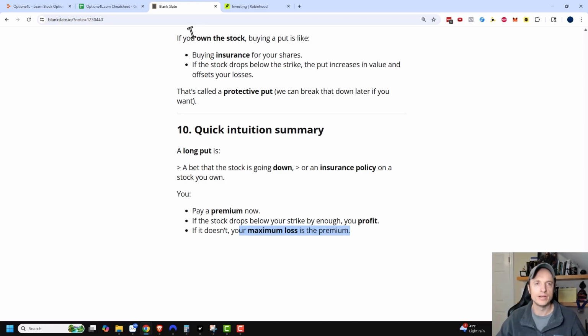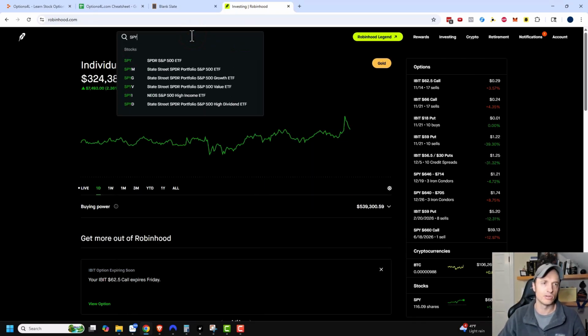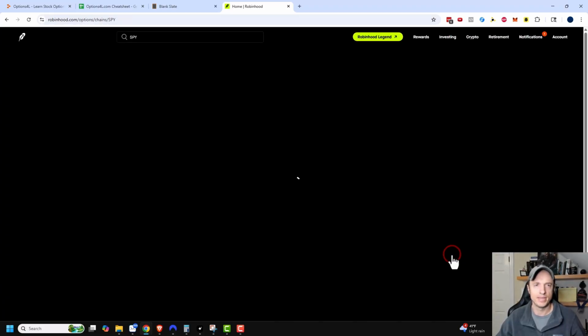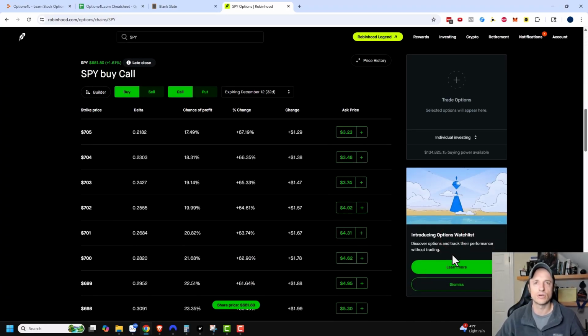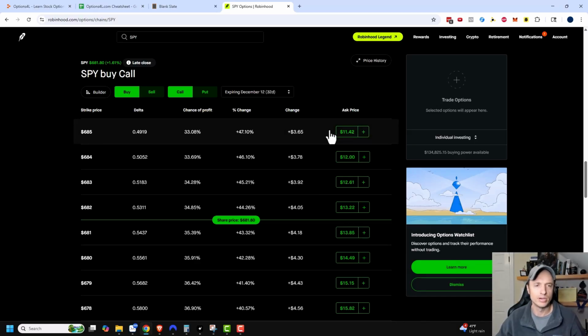So now let's head over to Robinhood and set this up. We're just going to go to SPY real quick, and we want to go to Trade SPY Options. It's a very easy setup and trade. It's one of the most basic ones. Buying calls and buying puts is the simplest trade you can make.